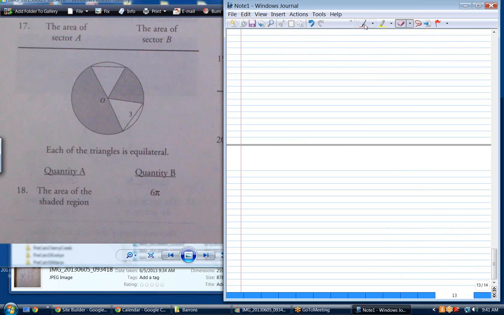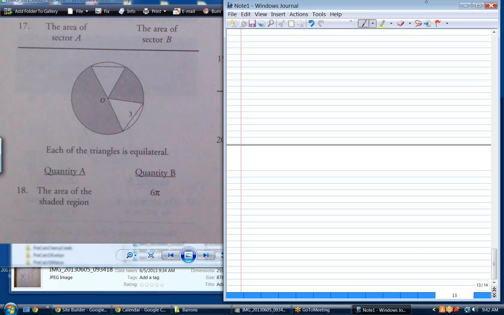All right, how about this one here? 18. Well, I know that the area of half of the circle will be easy to come up with. I'm not sure about the triangle in the middle. Or the sector. The sector in the middle.